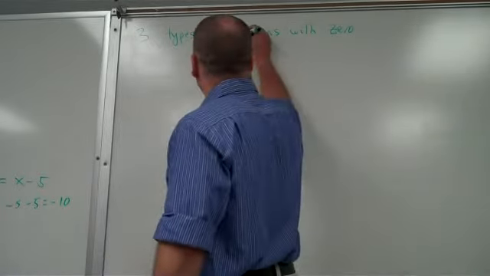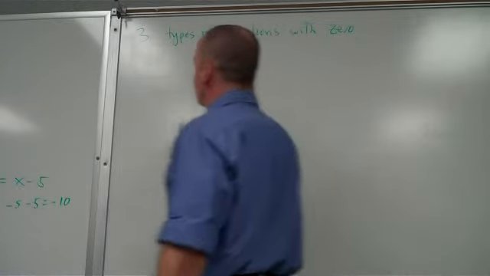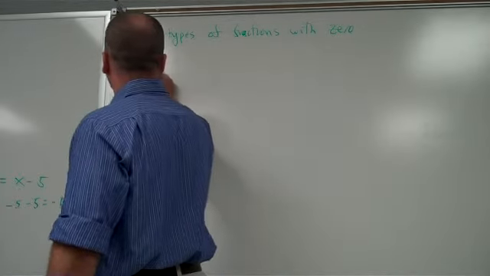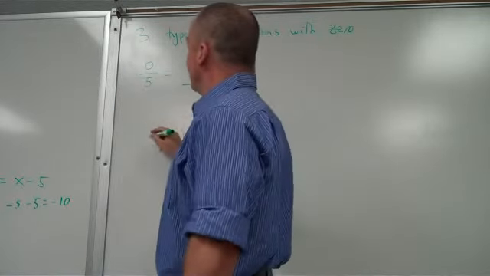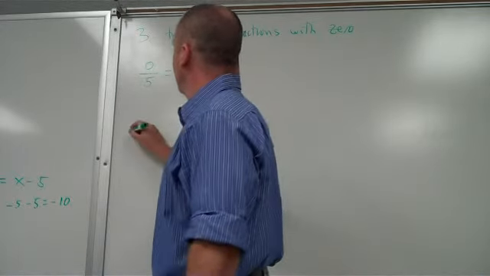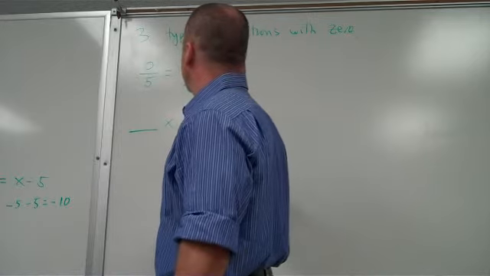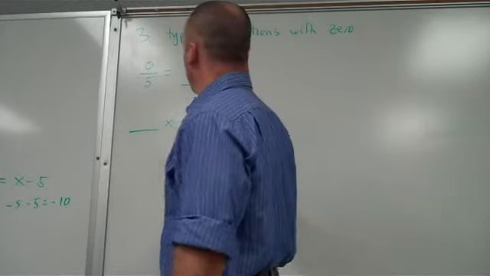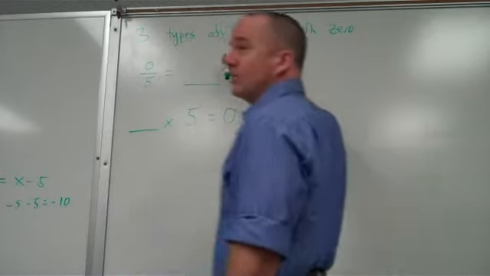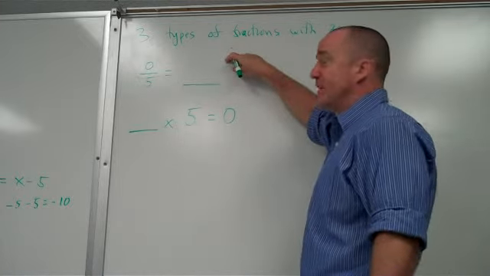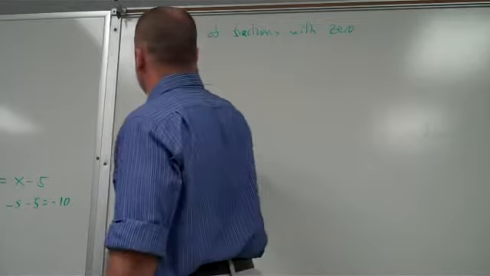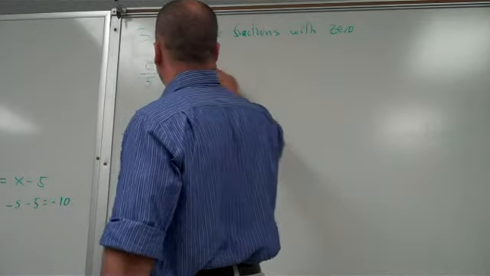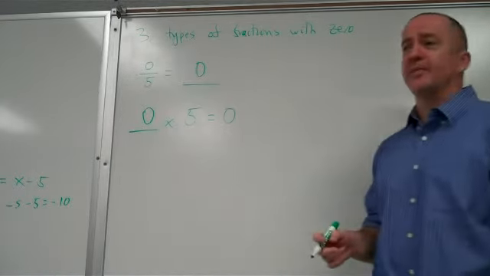Thank you, Dean. Okay, three types of fractions with 0. If I have 0 over 5 equals blank, don't answer it yet. This is a restatement of the idea of blank times 5 equals 0. Every division problem can be rewritten as multiplication. What times 5 does equal 0? 0. So 0 divided by 5 equals 0. There is no problem there.